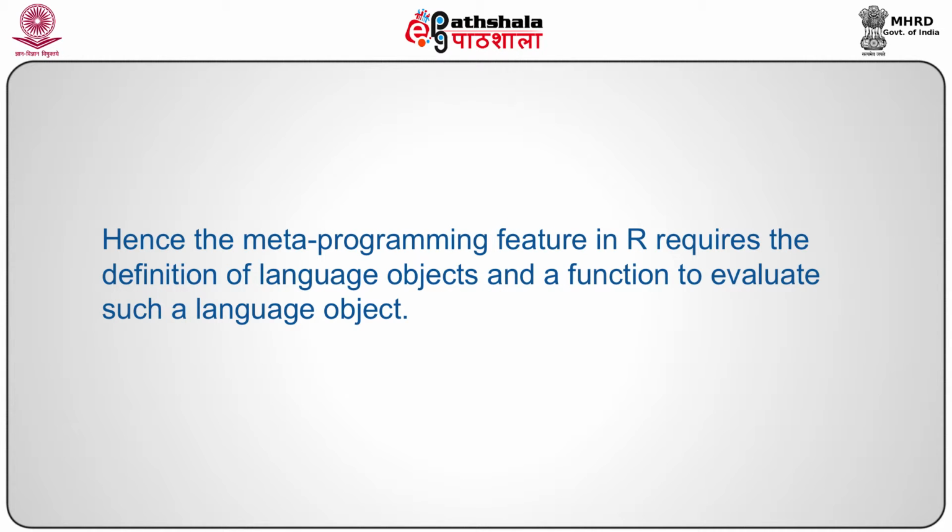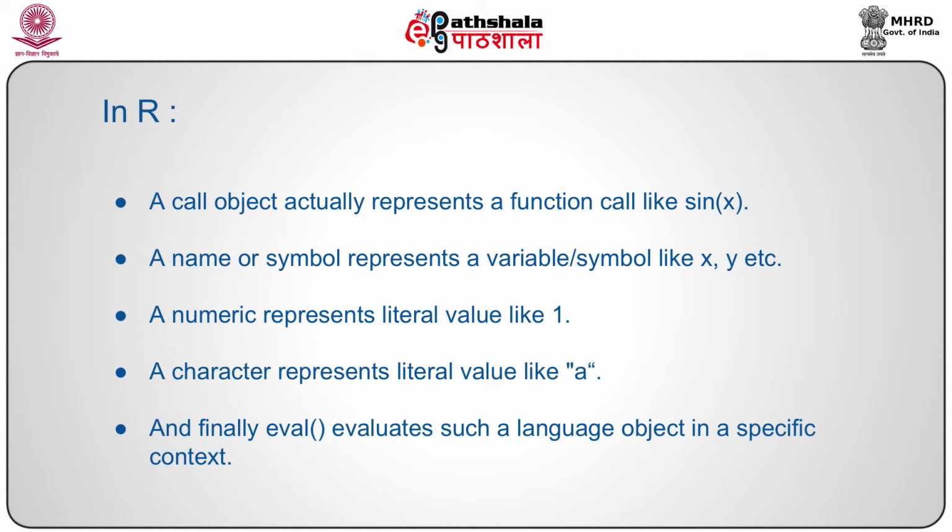Hence, the metaprogramming feature in R requires the definition of language objects and a function to evaluate such a language object. So, what do we have in R? A call object represents a function call like sin(x). A name or symbol represents a variable or symbol like x. A numeric or character value represents literal values like 1 and a. And finally, eval evaluates such a language object in a specific context.